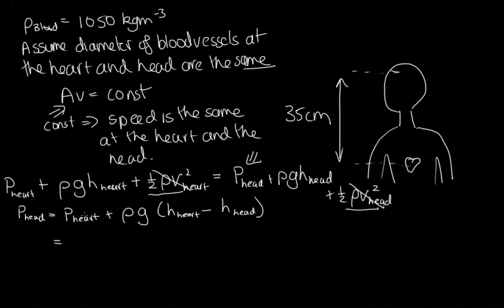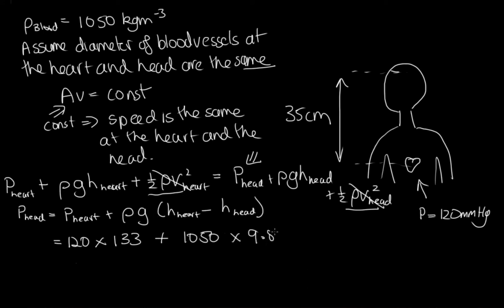So now what we can do is substitute in. Let's do it for the maximum pressure, so that's when the heart contracts. When the heart contracts, the pressure we said was equal to 120 millimeters of mercury, which is 120 millimeters of mercury times 133 to get it into pascals, plus the density of blood, which is 1050, times gravity, which is 9.8.